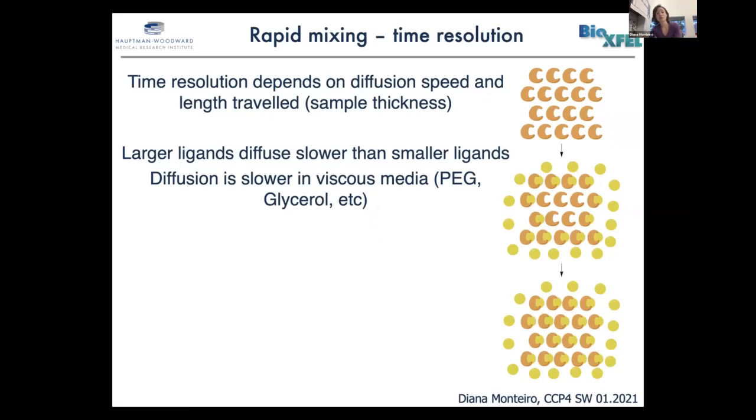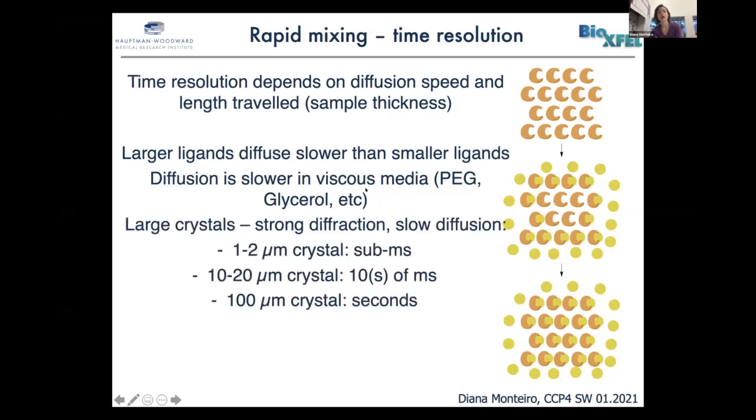So to all of you crystallizing proteins right now, I'm sure that you have seen PEG, and maybe you have some glycerol in. All of these precipitants will change your diffusion rates, and it may cause you problems.